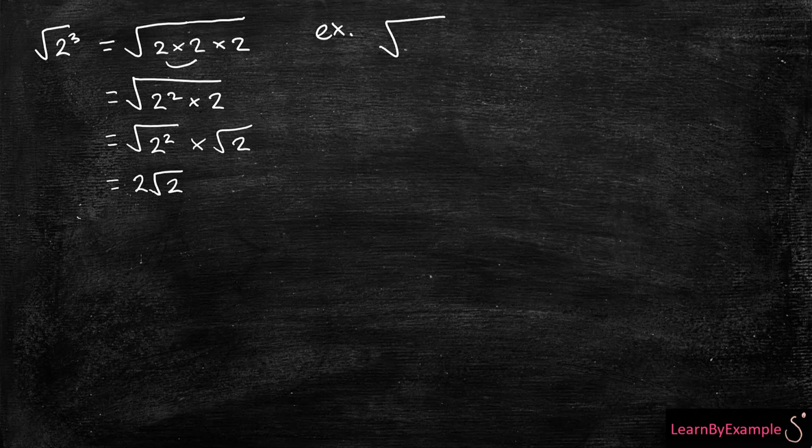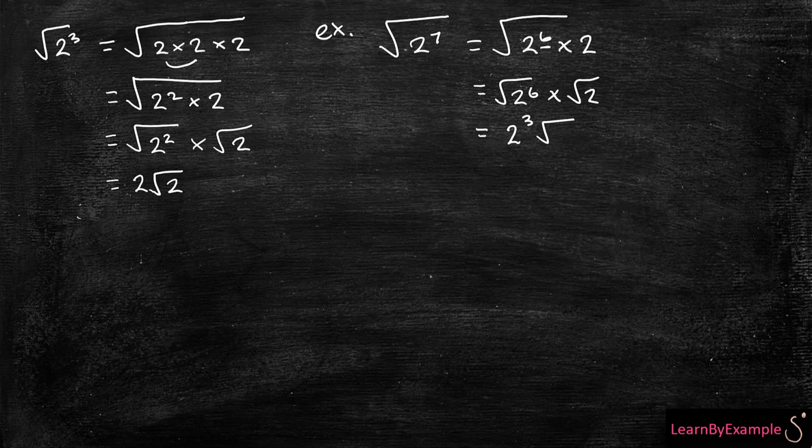And here's another quick example. If you have, say, 2 to the power of 7, this is equal to 2 to the power of 6 times 2. You always want an even number when you square root it. So that's 2 to the power of 6 times radical 2, which is 2 to the power of 3 radical 2. So that 6 is just divided by the 2.